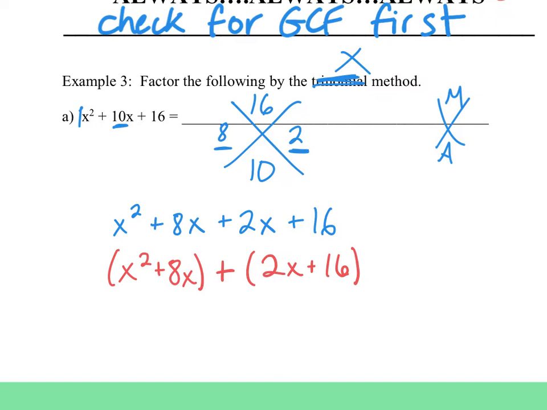Help me out. What do x squared and 8x have in common? X. Just x. Good. And what's going to be left? X plus 8. Good. What do 2x and 16 have in common? 2. And what's going to be left? X plus 8. Do my parentheses match on the insides? Yes. They do, so I did this right. And my final answer is going to be x plus 2 and x plus 8.